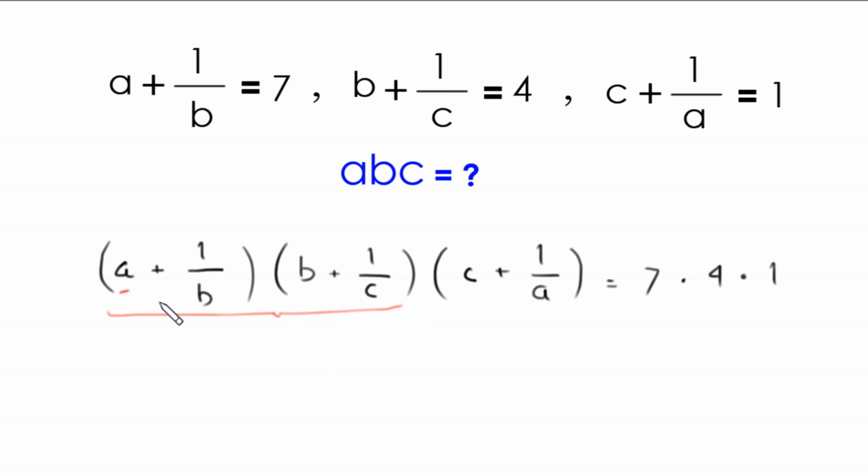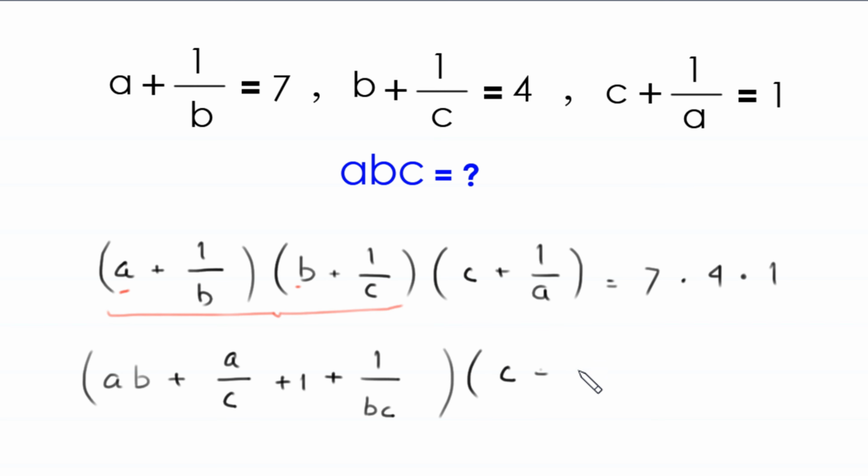So this a times b will become ab, and a times 1 over c will become plus a over c, and 1 over b times b plus 1 over b times 1 over c will become plus 1 over bc, times this remaining expression c plus 1 over a equal to this 7 times 4 times 1, which will become 28.